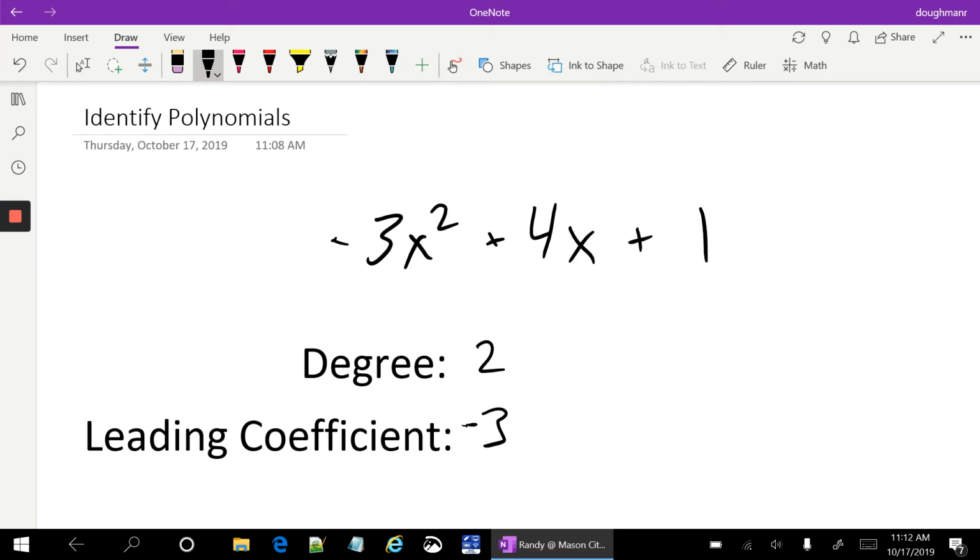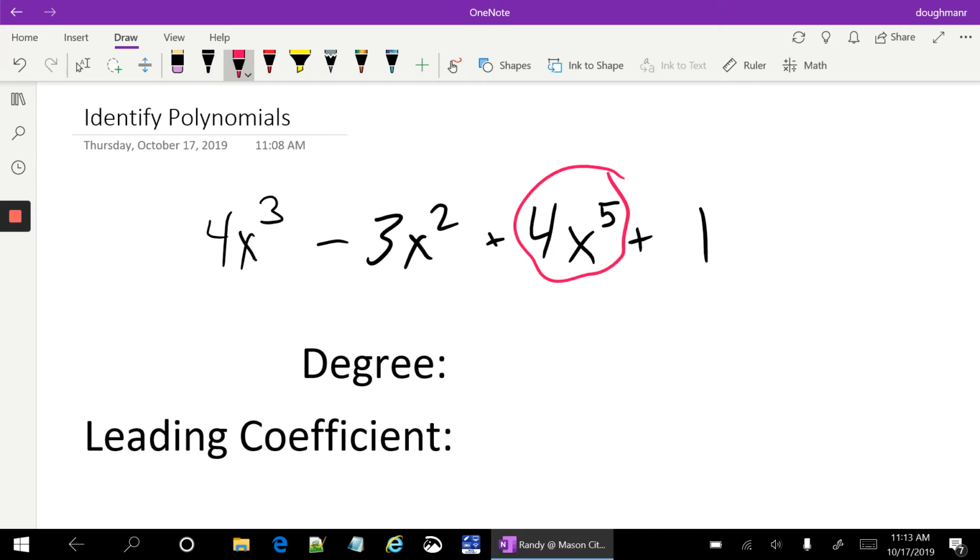All right. Continuing on. Let's add another term here. 4x cubed. Once again, degree is 3, leading coefficient is 4. Catching on? How about if I did something like this? I'm going to put a 5 here. So it's not in order now, but I realize the variable with the highest degree is right there. So now this polynomial has a degree of 5, and the leading coefficient is that 4 right there. So the leading coefficient is 4.